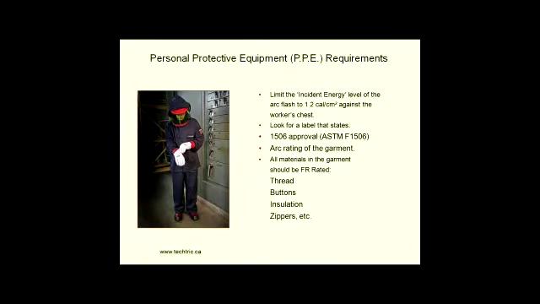Now, personal protective equipment requirements, PPE requirements while working in an arc flash risk environment. Okay. Now, what do we have here? The requirements: the PPE should limit the incident energy level of arc flash to 1.2 calories per centimeter squared against the worker's chest. So look for labels that say approval by ASTM F1506, arc rating of the garment.